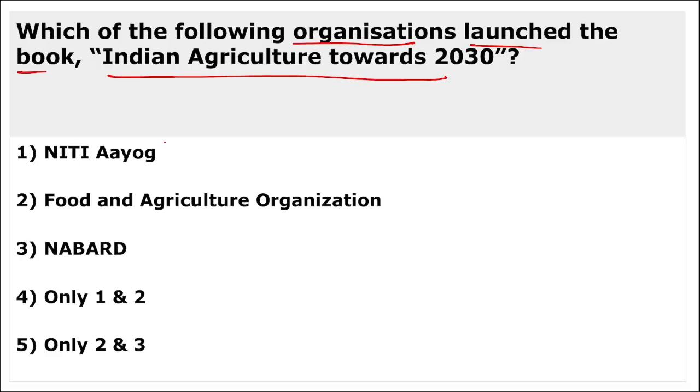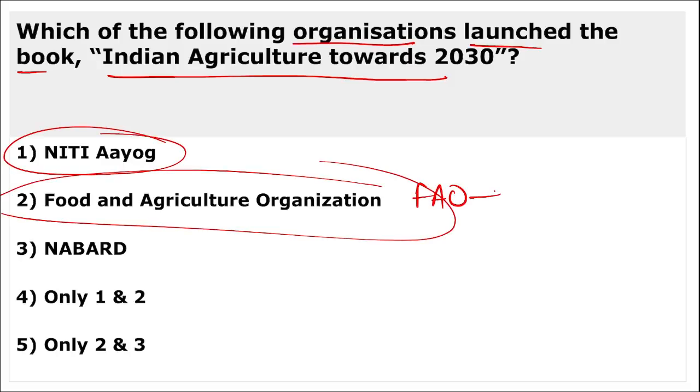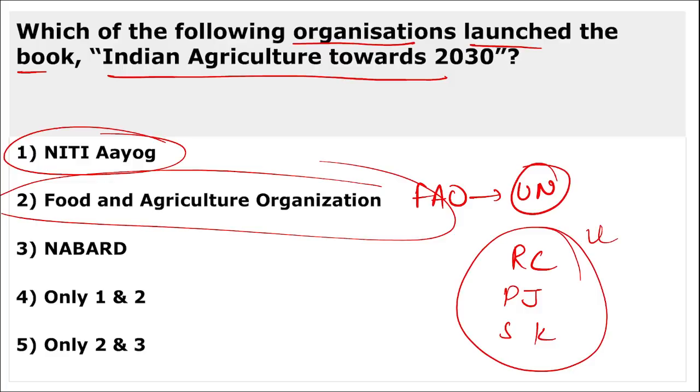The book Indian Agriculture Towards 2030 was launched by two organizations, that is NITI Aayog and FAO, the Food and Agriculture Organization. This is a department of the United Nations. All right. And this book was edited by three persons. They are Ramesh Chand, Pramod Joshi and Shyam Khadka. I repeat, Ramesh Chand, Pramod Joshi and Shyam Khadka. These are the three persons who edited this book, Indian Agriculture Towards 2030. So the correct option is option 4, only 1 and 2.